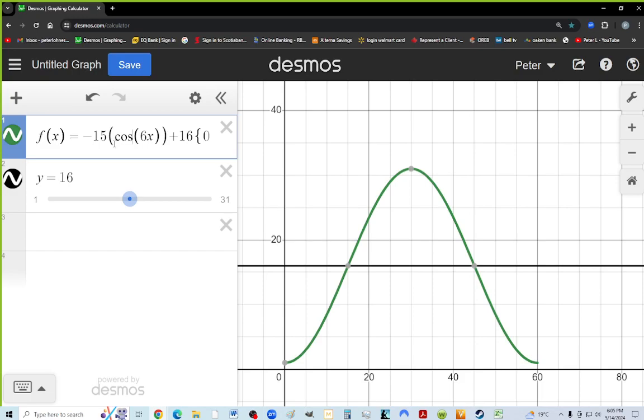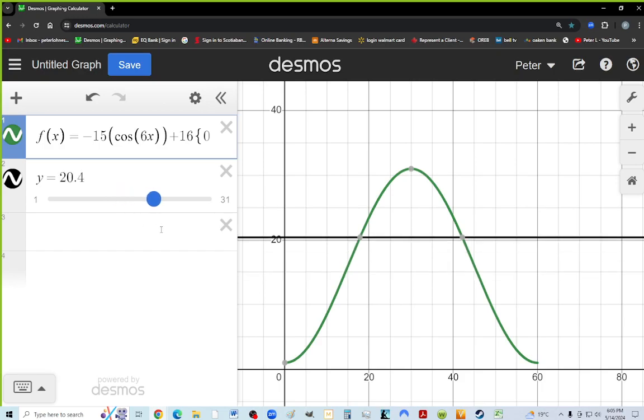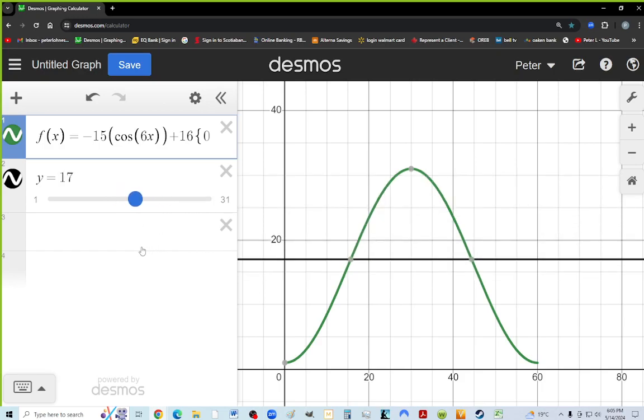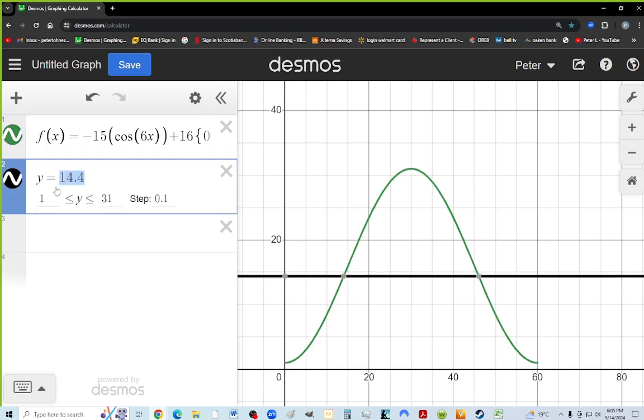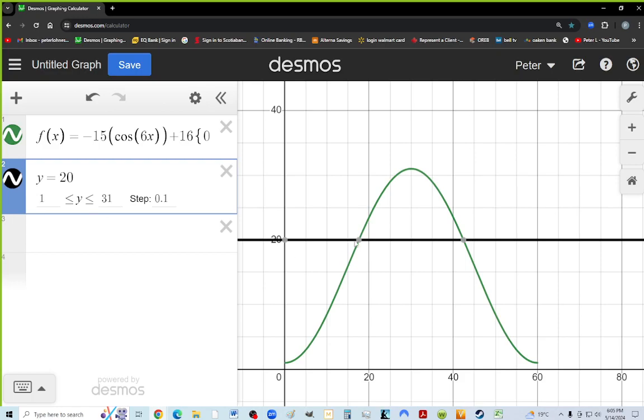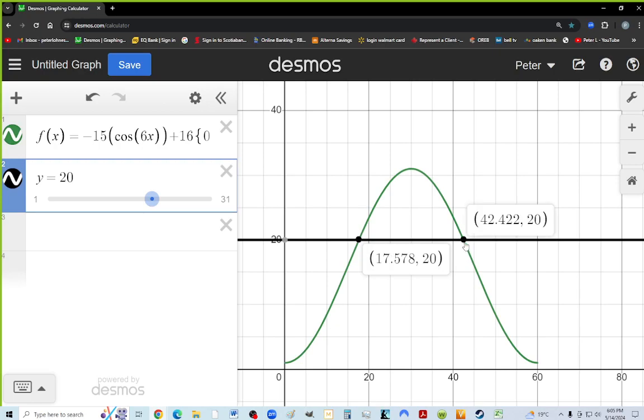On this Ferris wheel graph, doesn't the y-axis represent the height of the Ferris wheel? It goes from 1 to 31. That means as I go up and down the Ferris wheel, I'm at the same height twice. If I'm 20 feet off the ground, I'm there at 17.5 seconds, but then I'm at 20 again at 42.422 seconds. So I'm at height 20 on the way up, and then at height 20 on the way down.